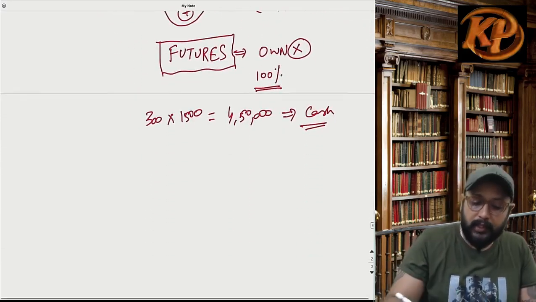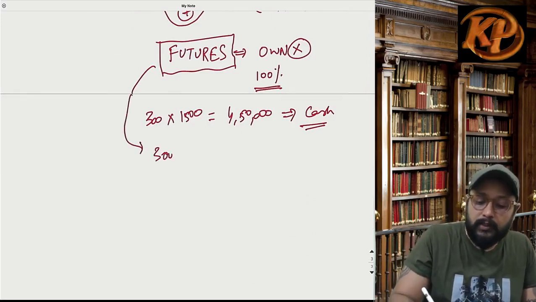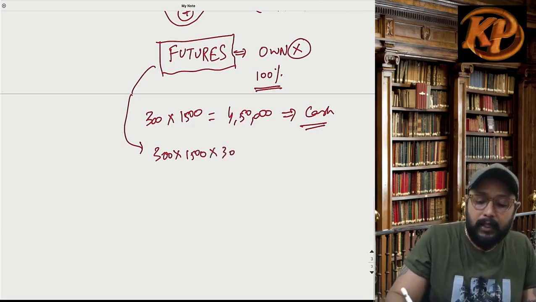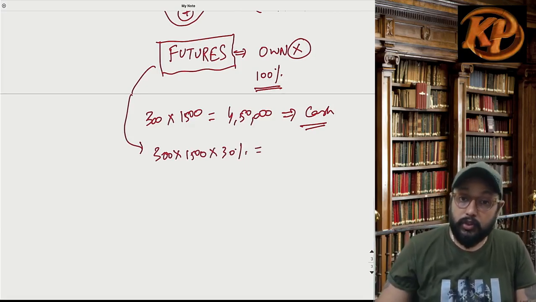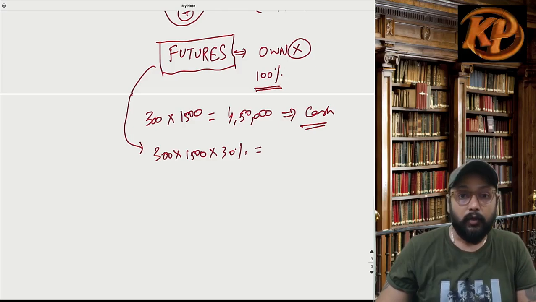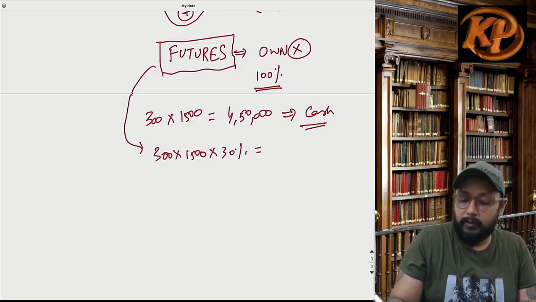Can I take futures of it? Yes, you can take futures of this. If you take futures of Infosys, probably these 300 shares worth 1500 there also, but maybe let's assume you only have to pay 30%. So such less amount, yeah, but you are not getting ownership. Understand that you are not getting ownership. So how much are you supposed to pay? You are only supposed to pay 4,50,000 into 30%. How much is that?